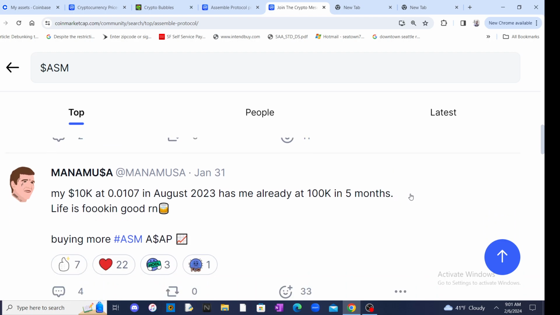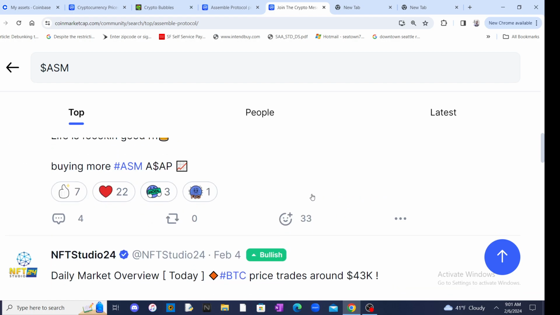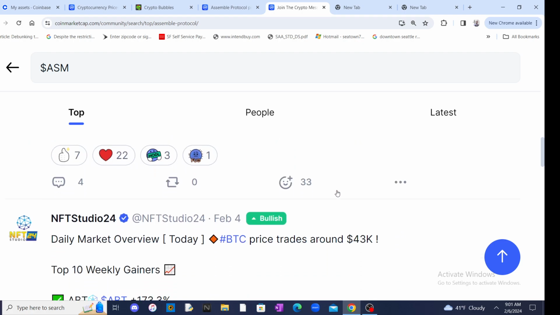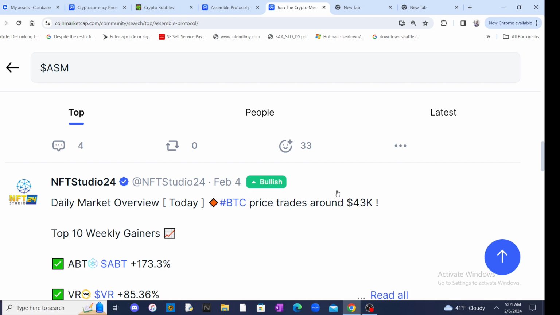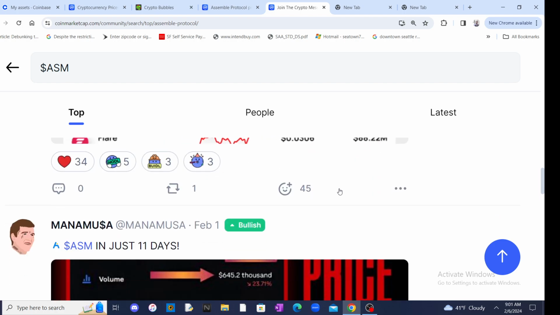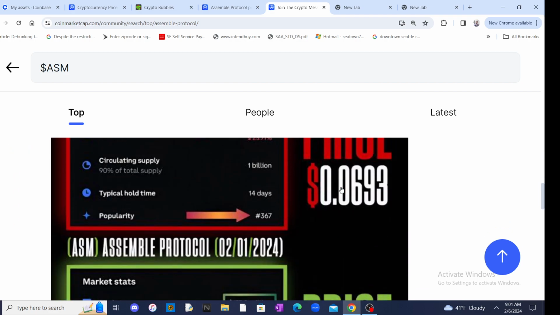Oh, nice. This guy said my 10K at 0.01 in August of 2023 has me already at 100K in 5 months. Wow, nice. That's pretty good. It says buying more ACM ASAP. It says daily market overview. Price trades around 43K. Okay. ACM in just 11 days.